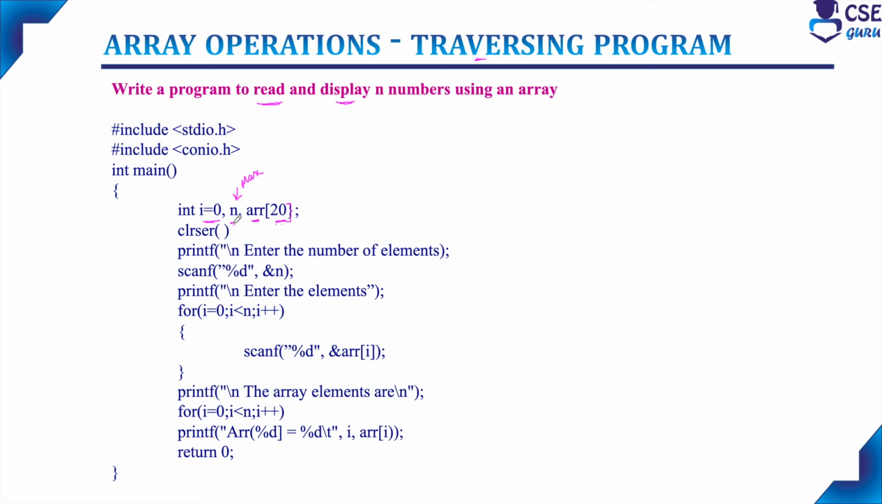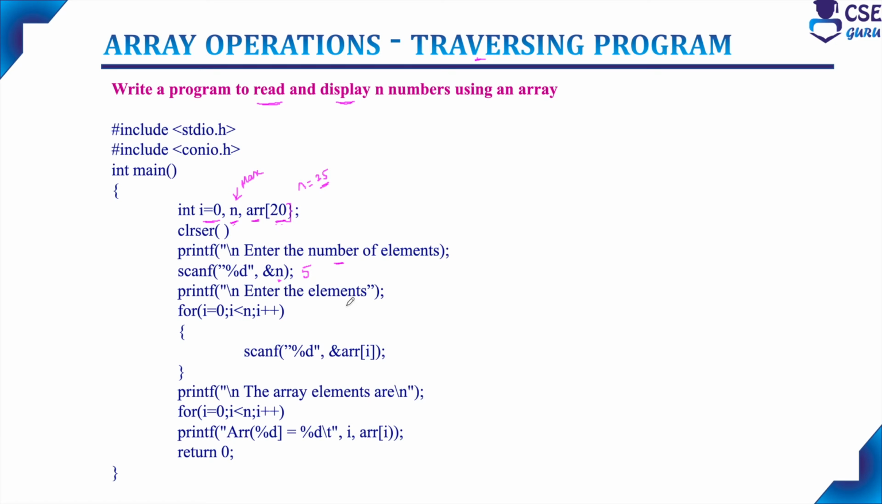Suppose you are giving the n value as 25. Here we have allocated only 20, so if you give n value 25, it won't accept. Only 20 elements can store the data. If you try to store the 21st element, it won't accept, and it will raise an error. That is the meaning. Then here, enter the number of elements. The n value here I am giving as 5.